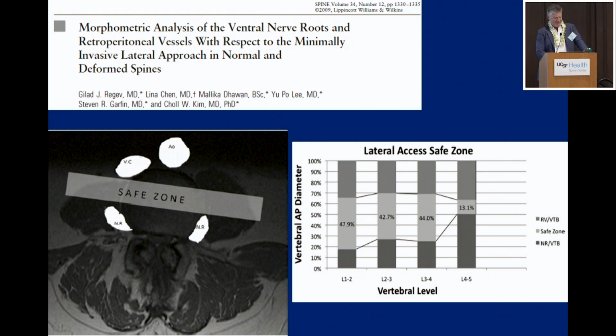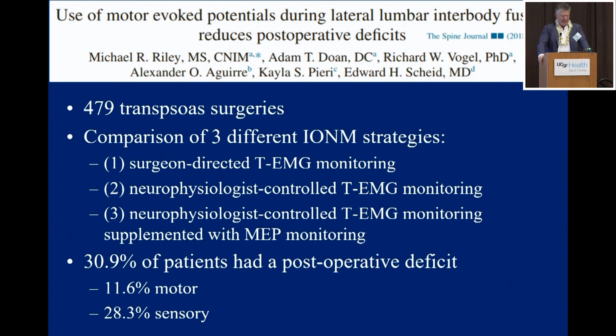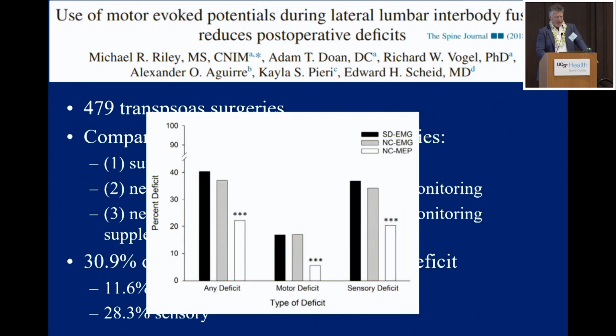Interesting here, this paper by Mike Riley looked at almost 500 transpsoas surgeries. And in this case, they compared 3 different strategies: triggered EMGs, versus a neurophysiologist doing triggered EMGs, versus supplementing this with MEPs. What was alarming here is that 30% of these cases had some postoperative deficit. 11% were motor, and more than twice as many were sensory, but some postoperative deficit after pretty simple lumbar degenerative pathology. And what they showed is, although it wasn't perfect, looking at MEPs actually reduced the incidence of femoral nerve palsies or of motor deficits after surgery.